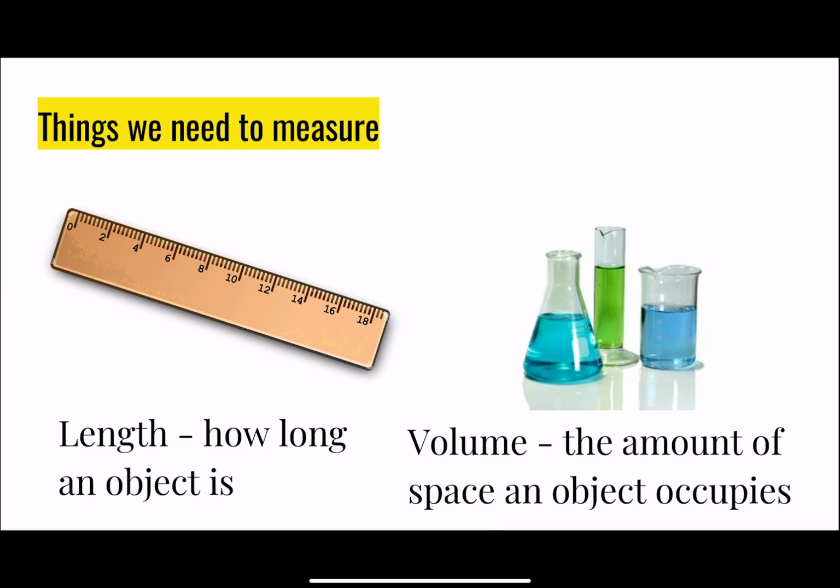Okay, next one, we've got length and volume. Length is how long an object is. Usually we use a ruler for that, or a meter stick. And whenever we do this, we're going to be working in centimeters or meters, not inches. Volume is the amount of space an object occupies. Usually that's measured in liquids, but you yourself, sitting in your room right now, are taking up volume of the room, and we'll talk about that some more later.